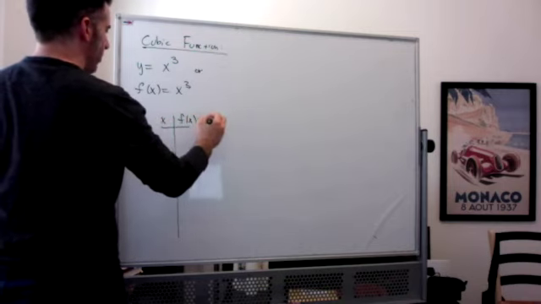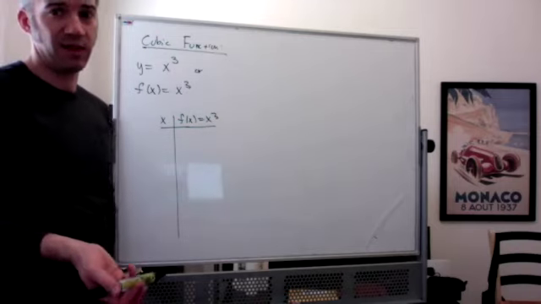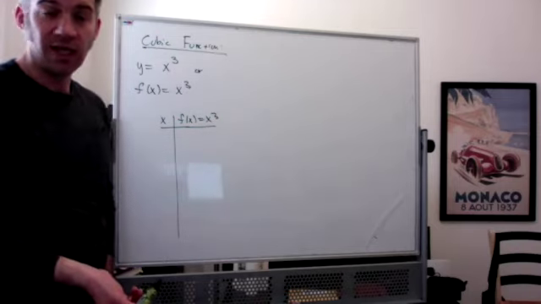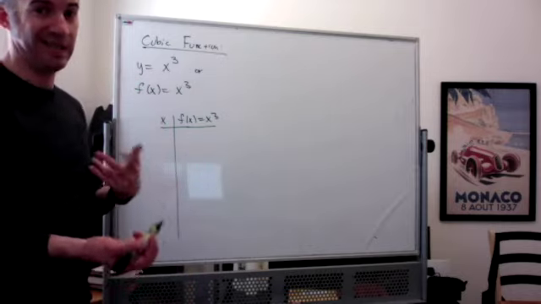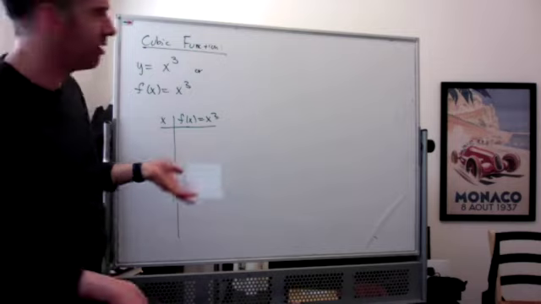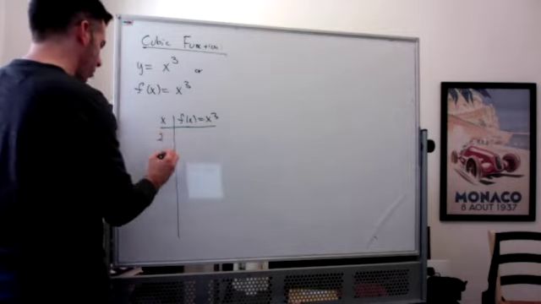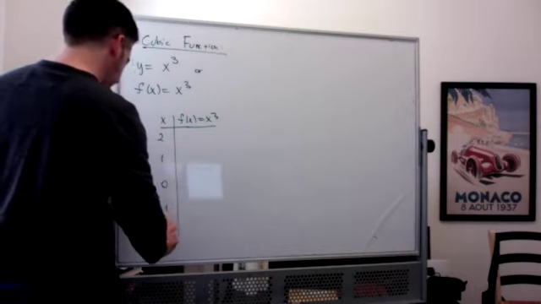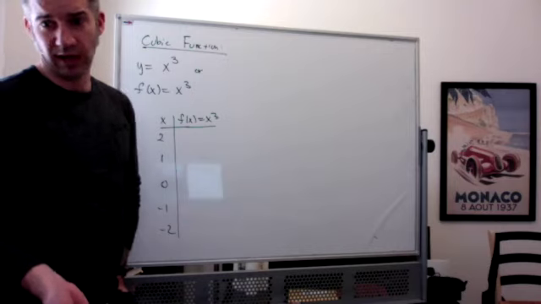And usually when we're plotting points, we're trying to pick things that are easy. I'm not picking x equal to 1.7, even though I totally could. 1.7 cubed is some real number. It's not a nice number, but it is some real number. But no, I'm going to pick the easy things. I'm going to pick x equal to 2 and 1 and 0 and negative 1 and negative 2. Try and pick things that aren't going to get too big or too negatively big.